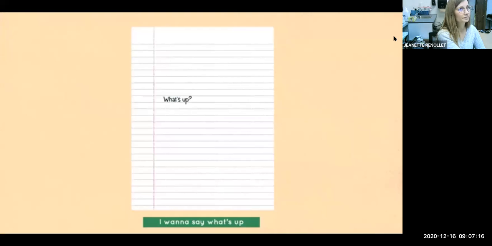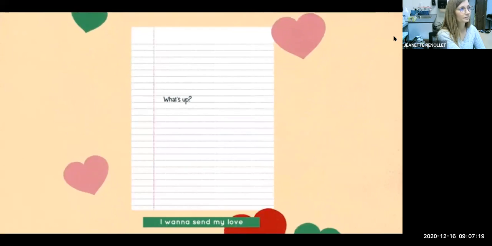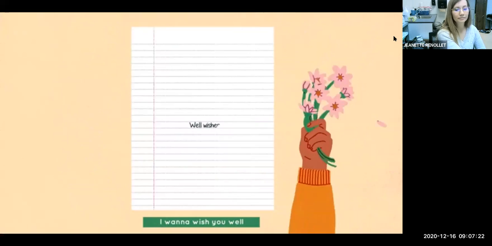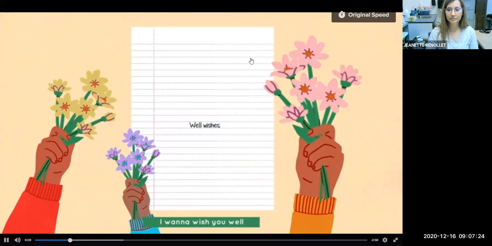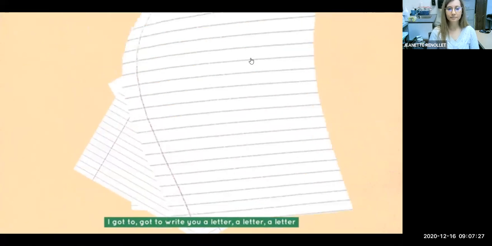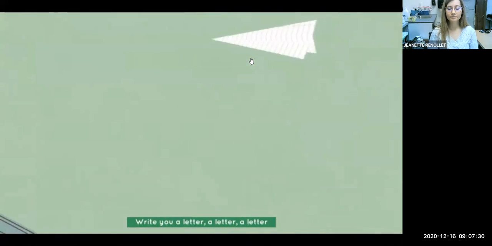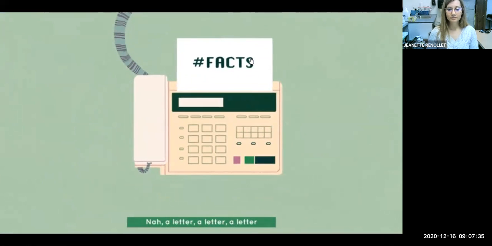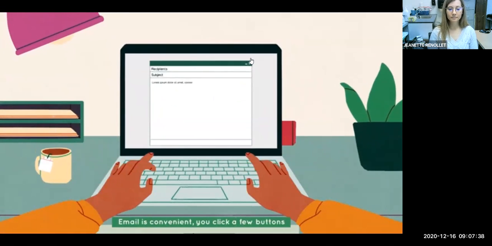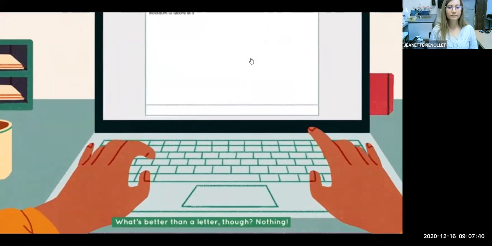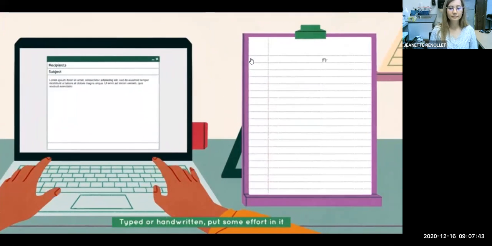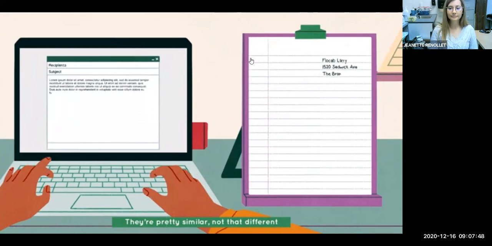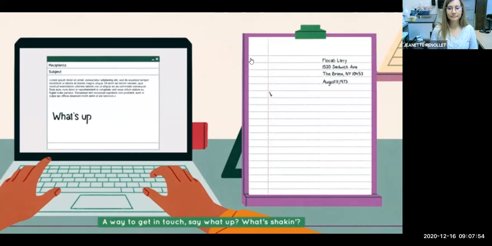I wanna say what's up, I wanna send my love, I wanna wish you well, I gotta write you a letter. Do you have a fax machine? Nah, a letter. Email is convenient, you click a few buttons, what's better than a letter though? Nothing, typed or handwritten, put some effort in it, they're pretty similar. Not that different, they both are forms of communication. A way to get in touch, say what up, what's shaking.